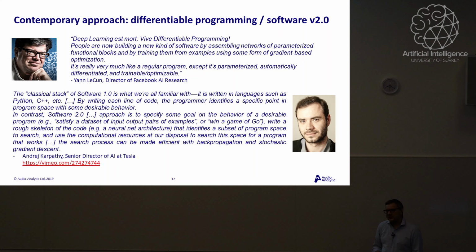So again, the idea here is that neural networks are a form of programming through data. You assemble functional blocks, you train them with gradient descent, stochastic gradient descent, and you get a program that does something for you.